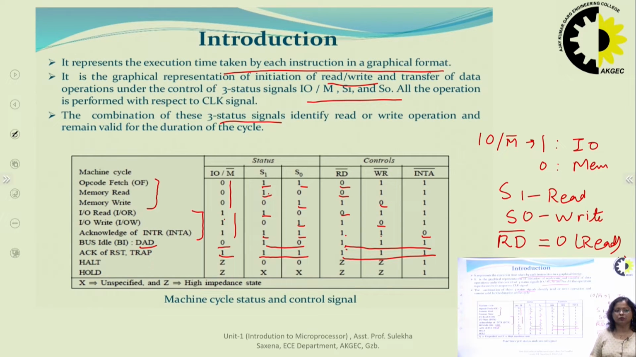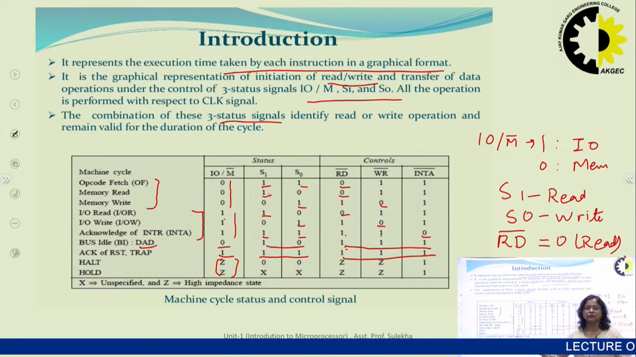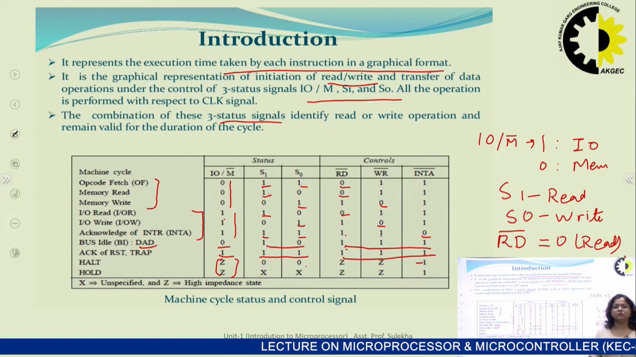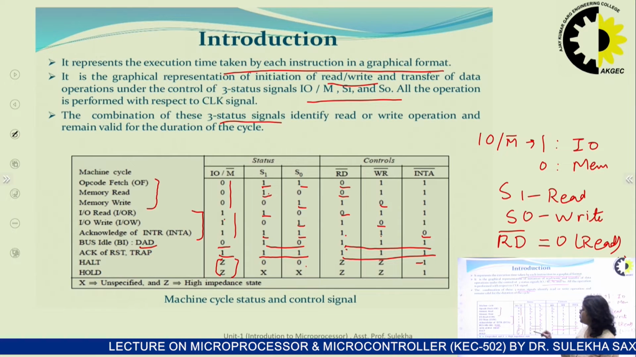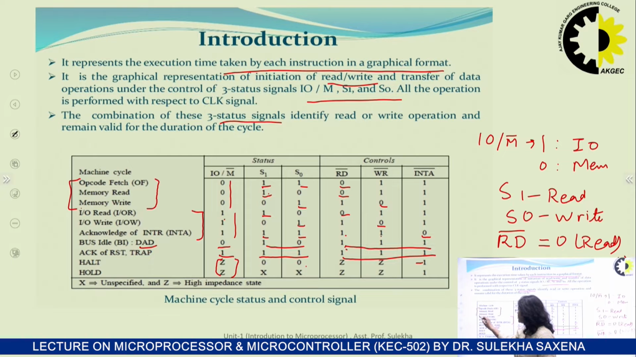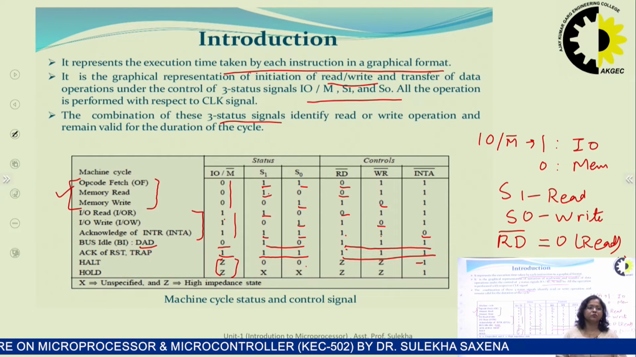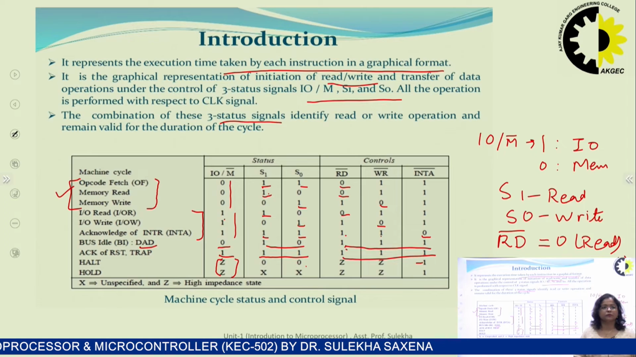And for halt and hold, IO/M bar will be in high impedance state, that is tri-state. It is a state wherein the connection is there but there is no data transfer. So it is high impedance state. When the signal is 0 0, INTA bar 1, it is halt, and for don't care, it is hold. So this is the overall combination of various machine cycles, and out of all these, the most important machine cycles that we will use in our instructions are opcode fetch, memory read and memory write.